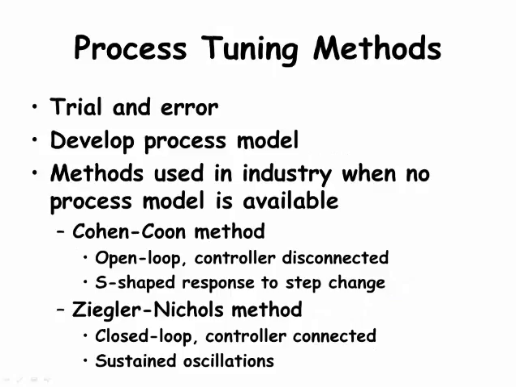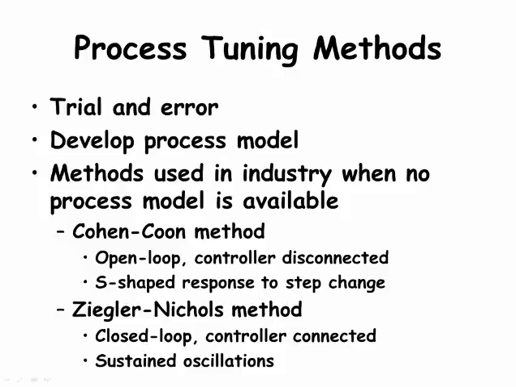Now that we have some dynamic performance limits, how do we find values of Kp, tau I, and tau d that will produce good control? Well, one method is trial and error. It is always an option. Another approach that could be used is to develop a process model like those that we have been using in this class. Then you can use various modeling techniques to find good values of Kp, tau I, and tau d.